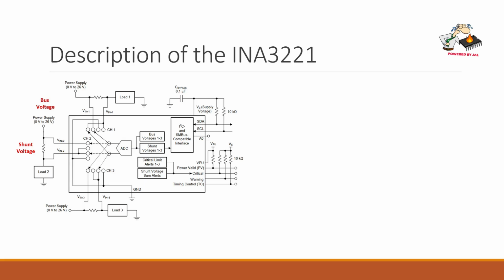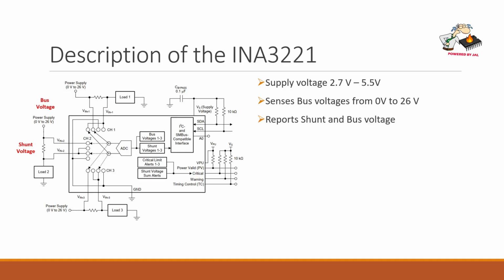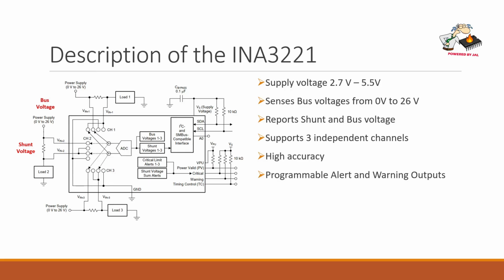So something about this INA3221. The supply voltage is 2.7 to 5.5 volts. It senses bus voltages from 0 volt to 26 volts. On the left you can see the definition of the bus voltage. It reports shunt and bus voltages, and shunt voltage is a voltage over a resistor. It supports 3 independent channels. It has a high accuracy, and it has programmable alert and warning outputs.